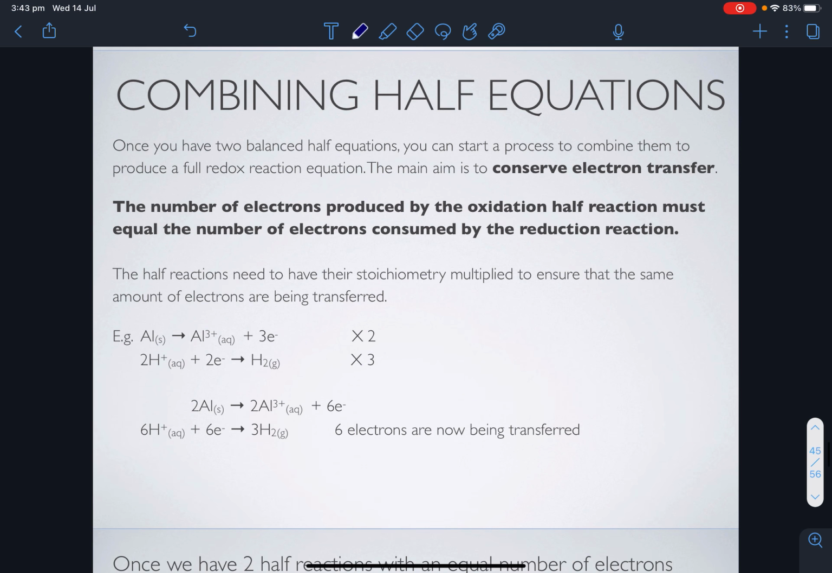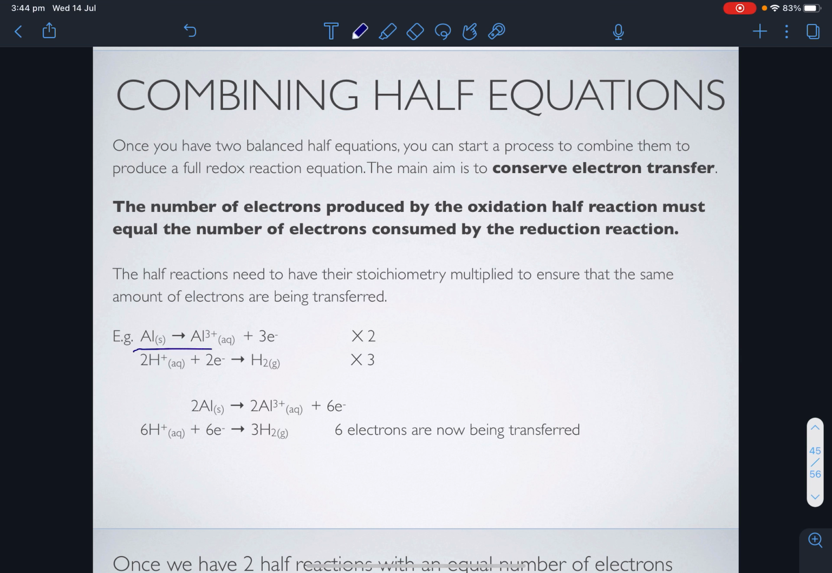What we do then, once we have two balanced half equations, one hopefully oxidation, the other reduction (if you don't, you haven't got a redox reaction and you've got a problem), is what we did earlier in the chapter. We need to make sure that the same number of electrons are being given up as are taken in. Okay? And we need to multiply the stoichiometry of the half reactions to get them to equal.